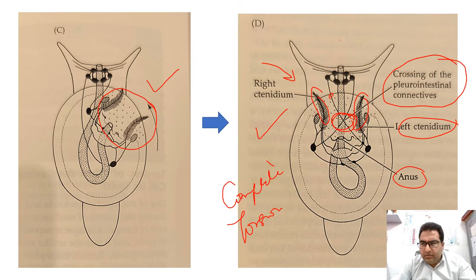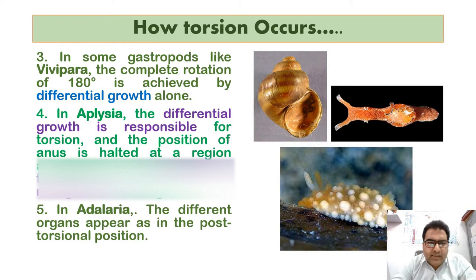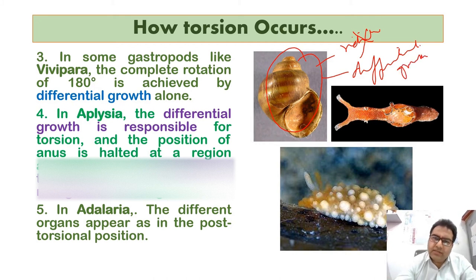Now, this is what we see in certain gastropods, such as in the case of Vivipara, where it is not the retractor muscles which play an important role, but only the differential growth which helps in the complete torsion.